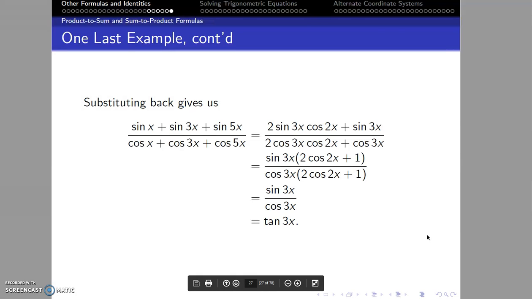The cosine of x and the cosine of 5x combine accordingly. The sine of x and the sine of 5x combine accordingly. We have a greatest common factor in the numerator, sine 3x, that gets factored out. The greatest common factor in the denominator, cosine 3x, gets factored out. The remaining factors cancel, leaving us with sine 3x over cosine 3x. That's our tangent.